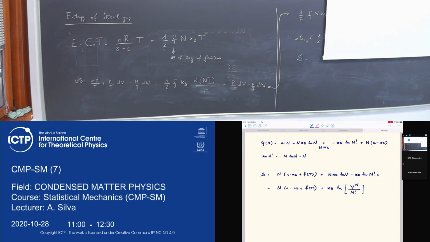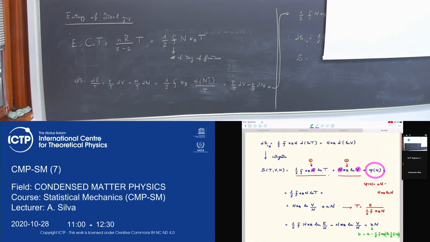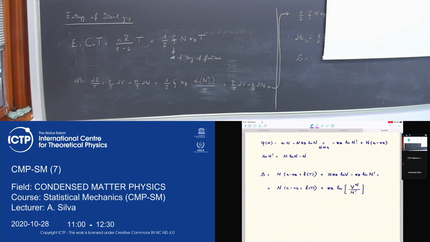Now, f of T is some function of temperature. I did not specify it. You see that here you have this 1/2 f k Boltzmann n log T. So it's 1/2 f k Boltzmann log of T.